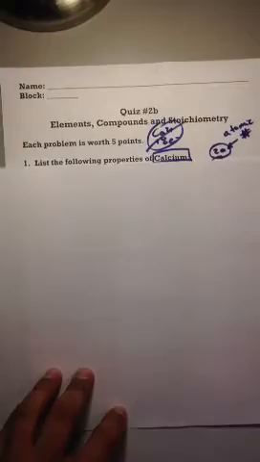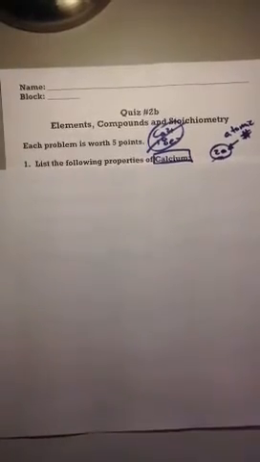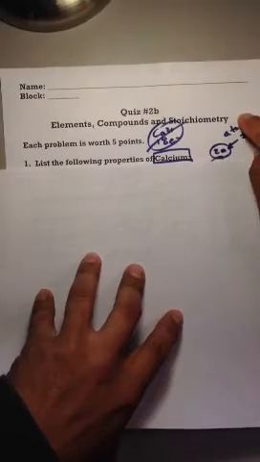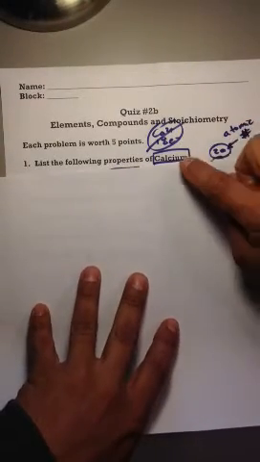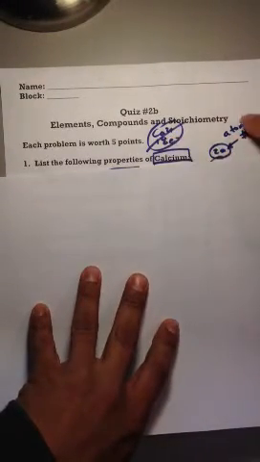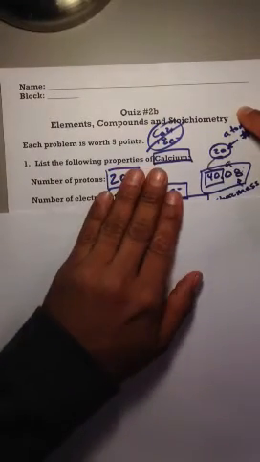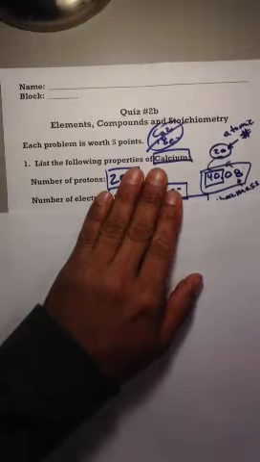Alright, team, let's do the first part of the first question on quiz 2b. List the following properties of calcium. They're looking for calcium, not the calcium plus 2 ion. So what I like to do is look at my periodic table and pull up calcium.